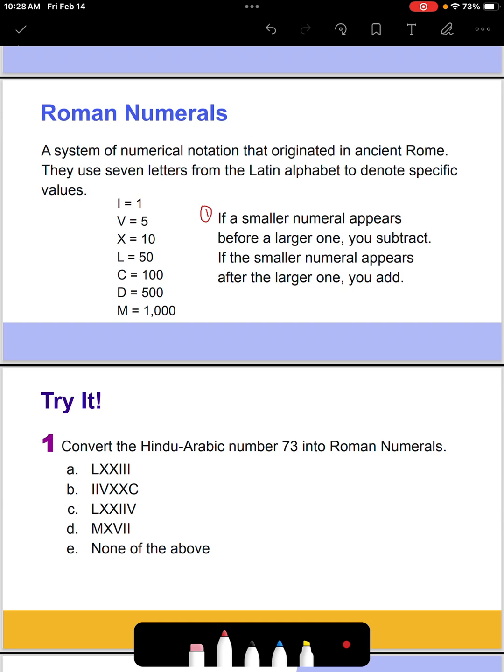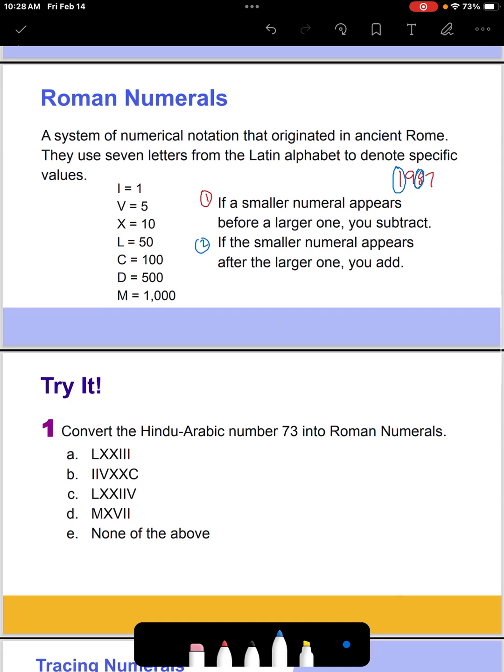The first one says if a smaller number appears before a larger one, you subtract. So if I was to do a number like 1987, notice how this 1 appears before the 9. That means we're going to subtract. That makes sense? The 1 before the 9 means we're going to subtract in that location. The second rule is if the smaller number appears after the larger number, you add. So notice this 8. This 8 appears after the 9, so we're going to add.